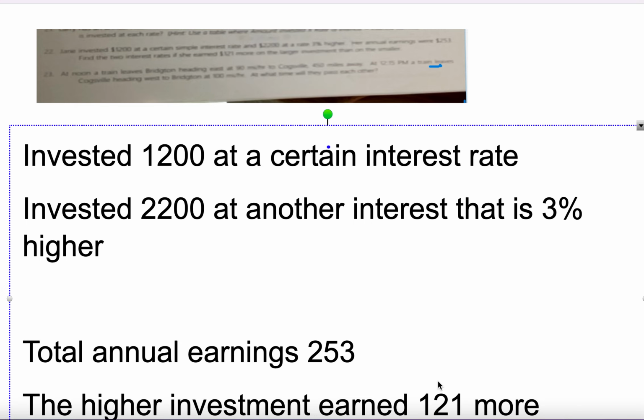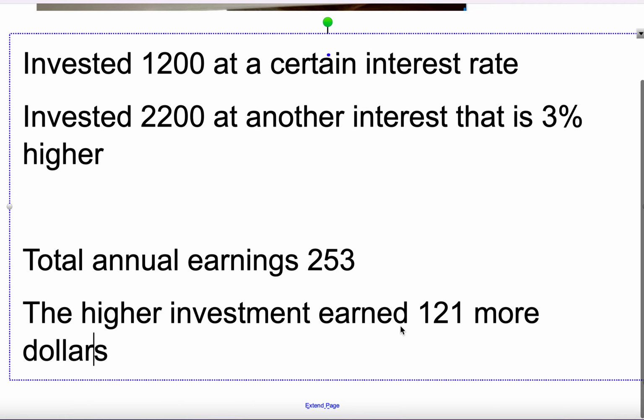I believe the main thing was I started with that +3 when I should have listened to you and used 0.03. But again, let's start off with what we know, which is a good strategy for you. Write down everything they tell you. The first investment, they invested $1,200 at a certain interest rate. And then they invested $2,200 at another interest rate that is 3% higher than the first interest rate. The total annual earnings were $253, and the higher investment earned $125 more dollars.